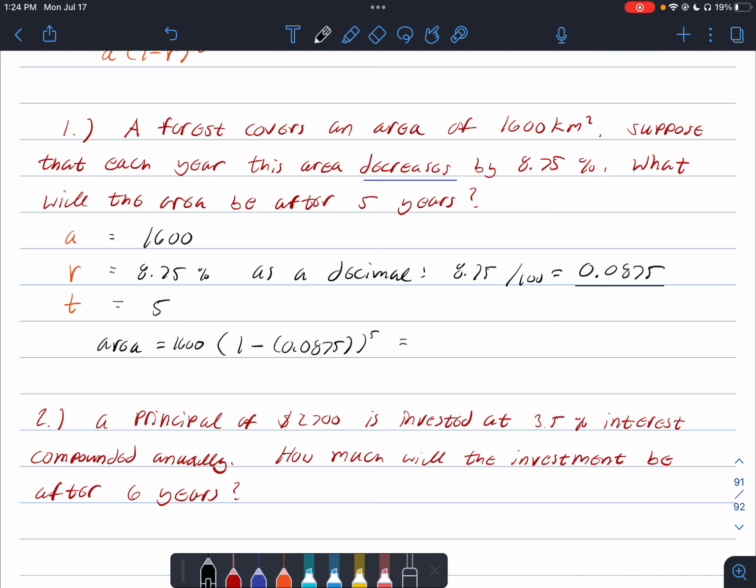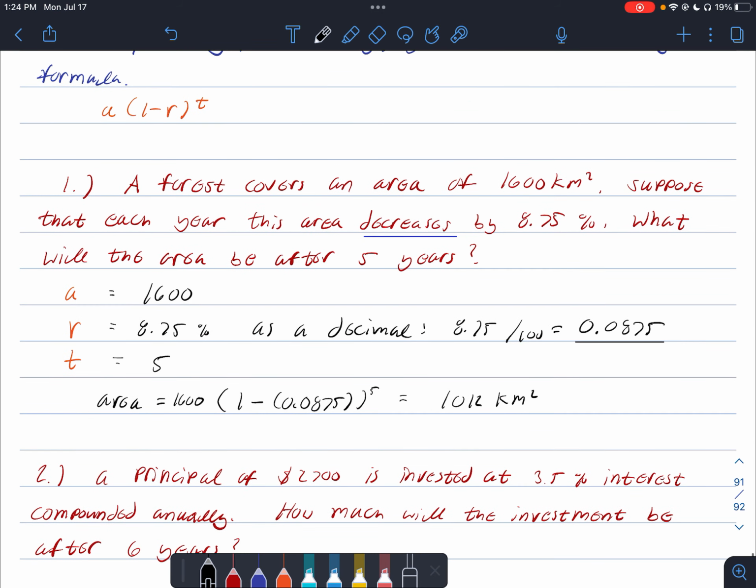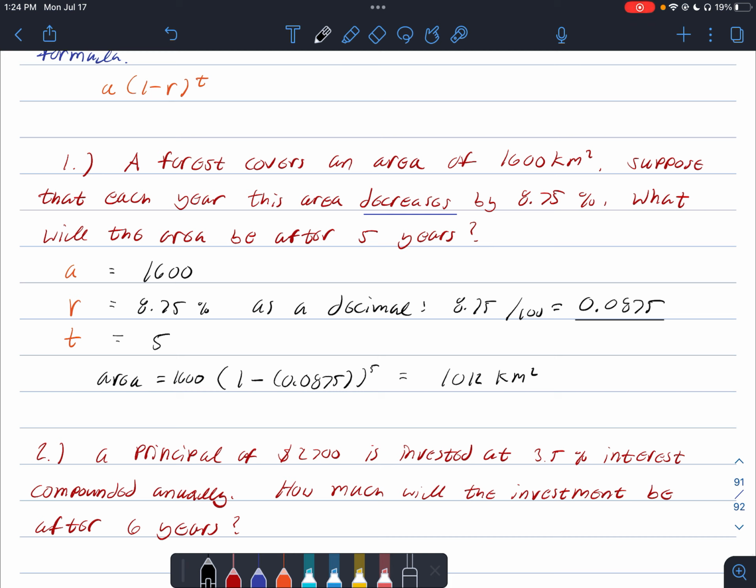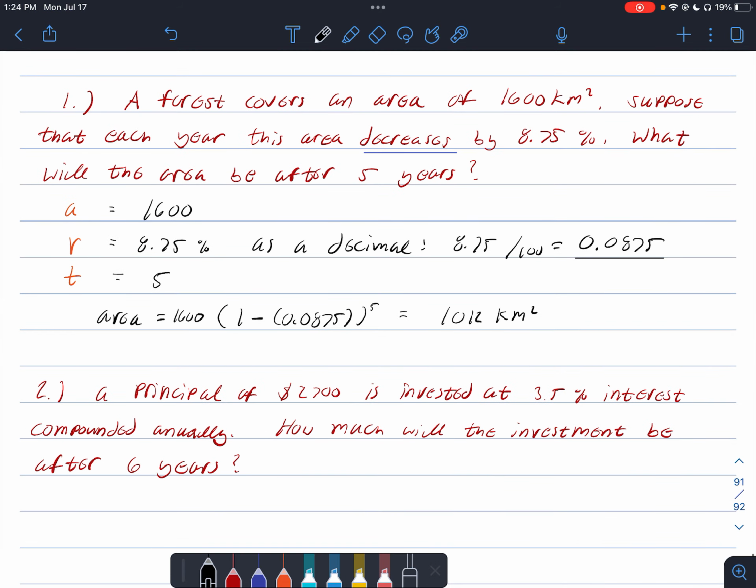So that's going to give us 1,012. If we round it, we're going to have 1,012 square kilometers as our final amount. So after 5 years, this forest is going to go from 1,600 square kilometers to 1,012 square kilometers.